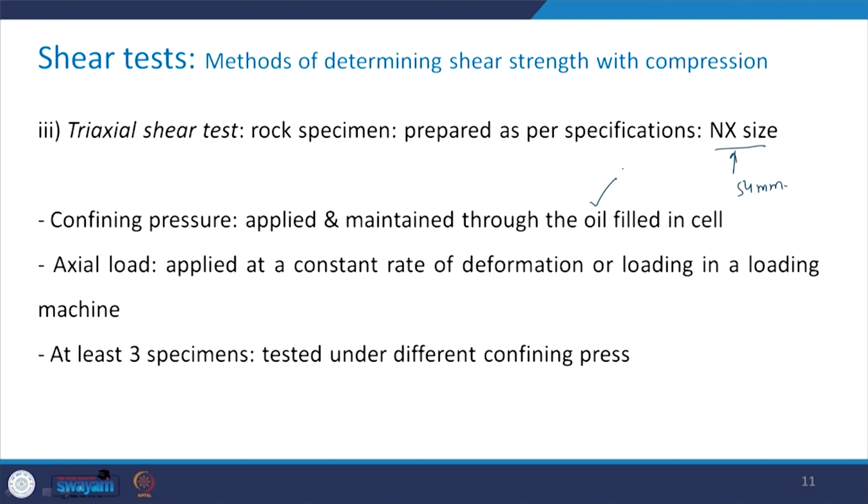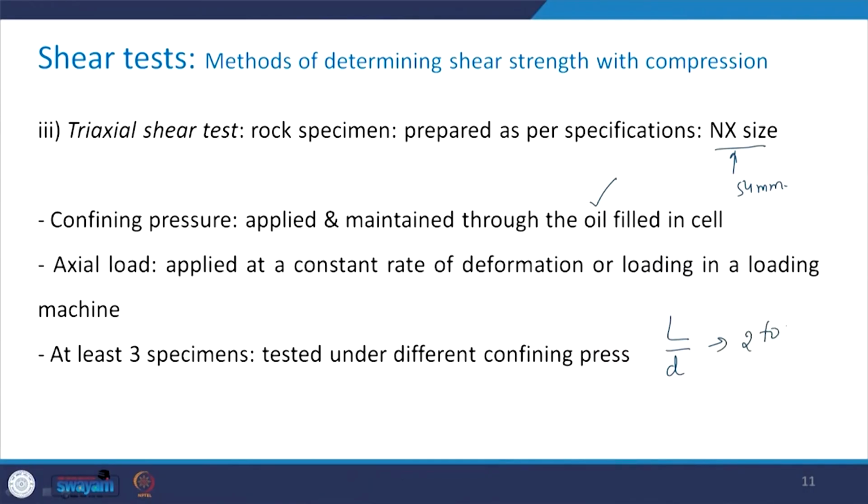As we do in case of the soil, here also we will test at least 3 specimens, and these will be tested under different confining pressure. Ideally, we should do as many as possible, but you have seen that there are difficulties associated with the extraction of rock cores and preparation of a specimen.